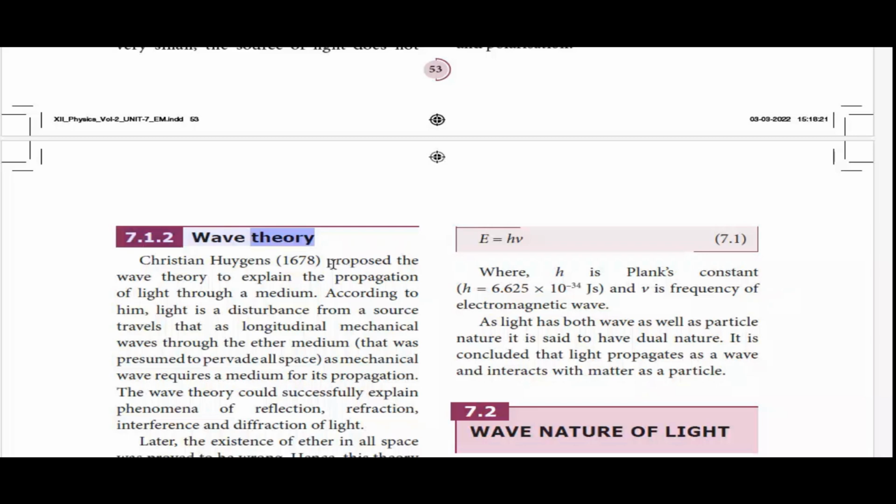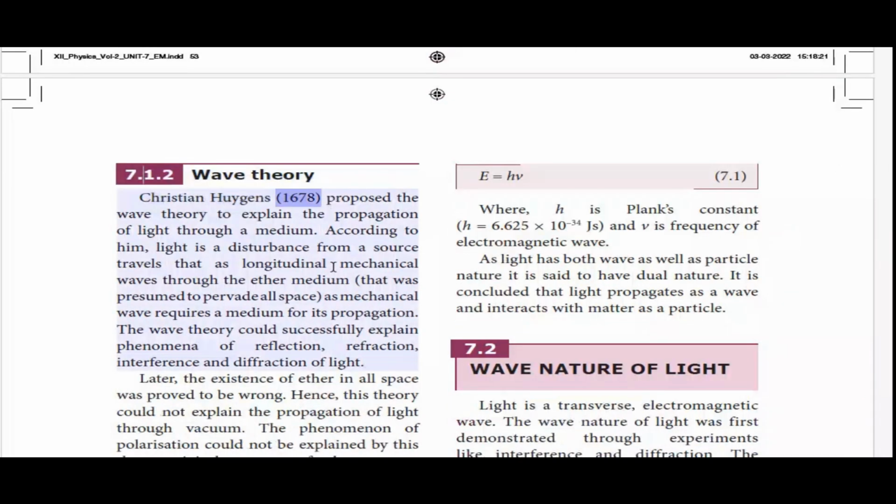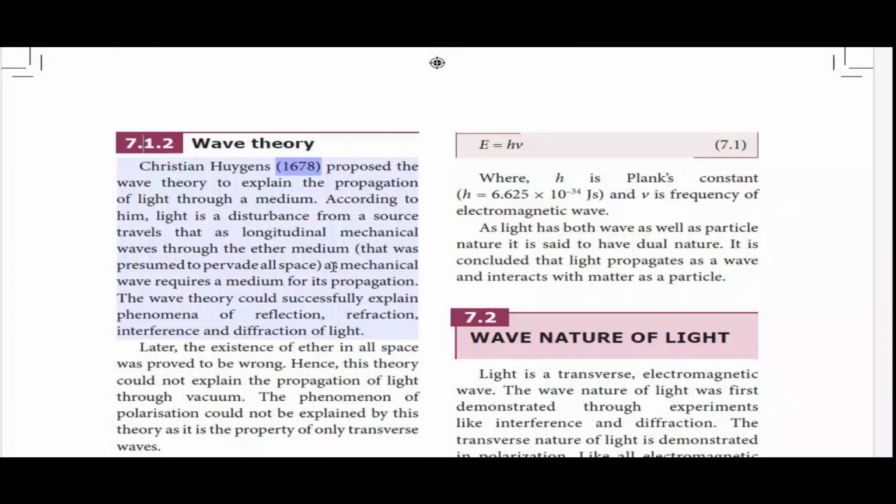7.1.2 Wave theory. Christian Huygens, 1678, proposed the wave theory to explain the propagation of light through a medium. According to him, light is a disturbance from a source that travels as longitudinal mechanical waves through the ether medium, that was presumed to pervade all space.